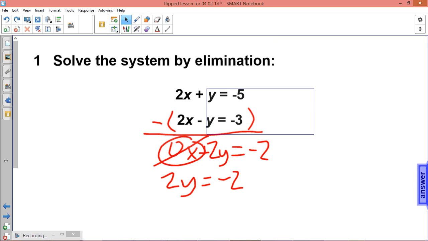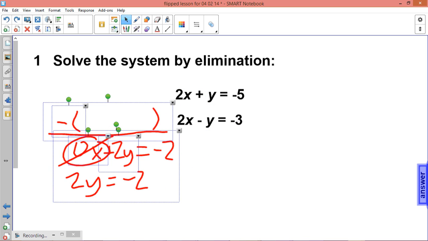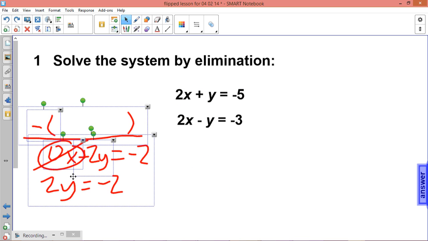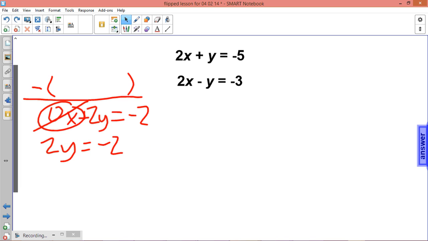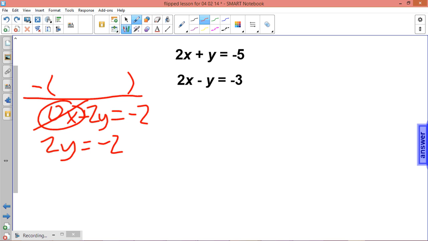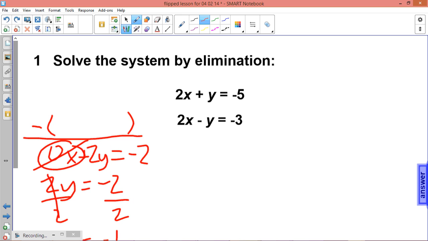I would like to move as much of this stuff over as I can. Okay? And I'm just going to finish solving right here. Divide by 2. Divide by 2. Y equals negative 1. I know I'm not done. I'm not saying I'm done. But I want to just talk about one other way I could have thought about doing this.